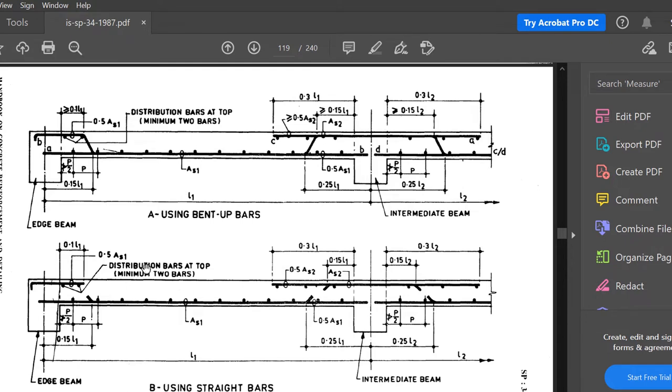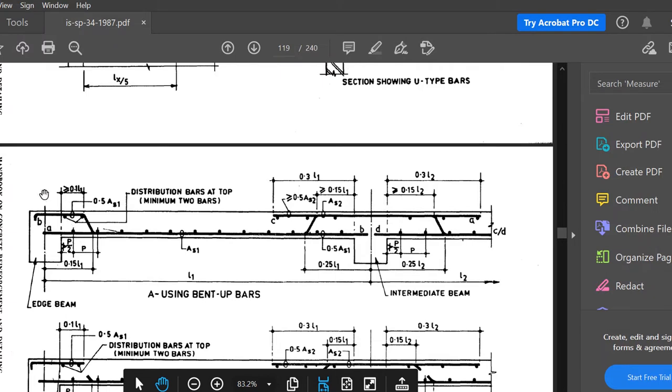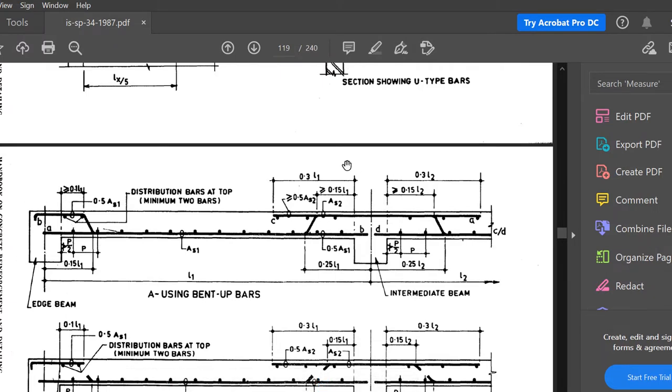In the next semester you will study this in detail in the CAD lab. Here you can see one discontinuous edge and one continuous edge, because here there is continuity of the slab. At the discontinuous edge the bending takes place at a distance of 0.15 L, and at the continuous edge it takes place at a distance of 0.25 L1. This L1 is the center to center distance between these two points, and at a distance not greater than 0.1 L1 you need to provide only 0.5 AST.